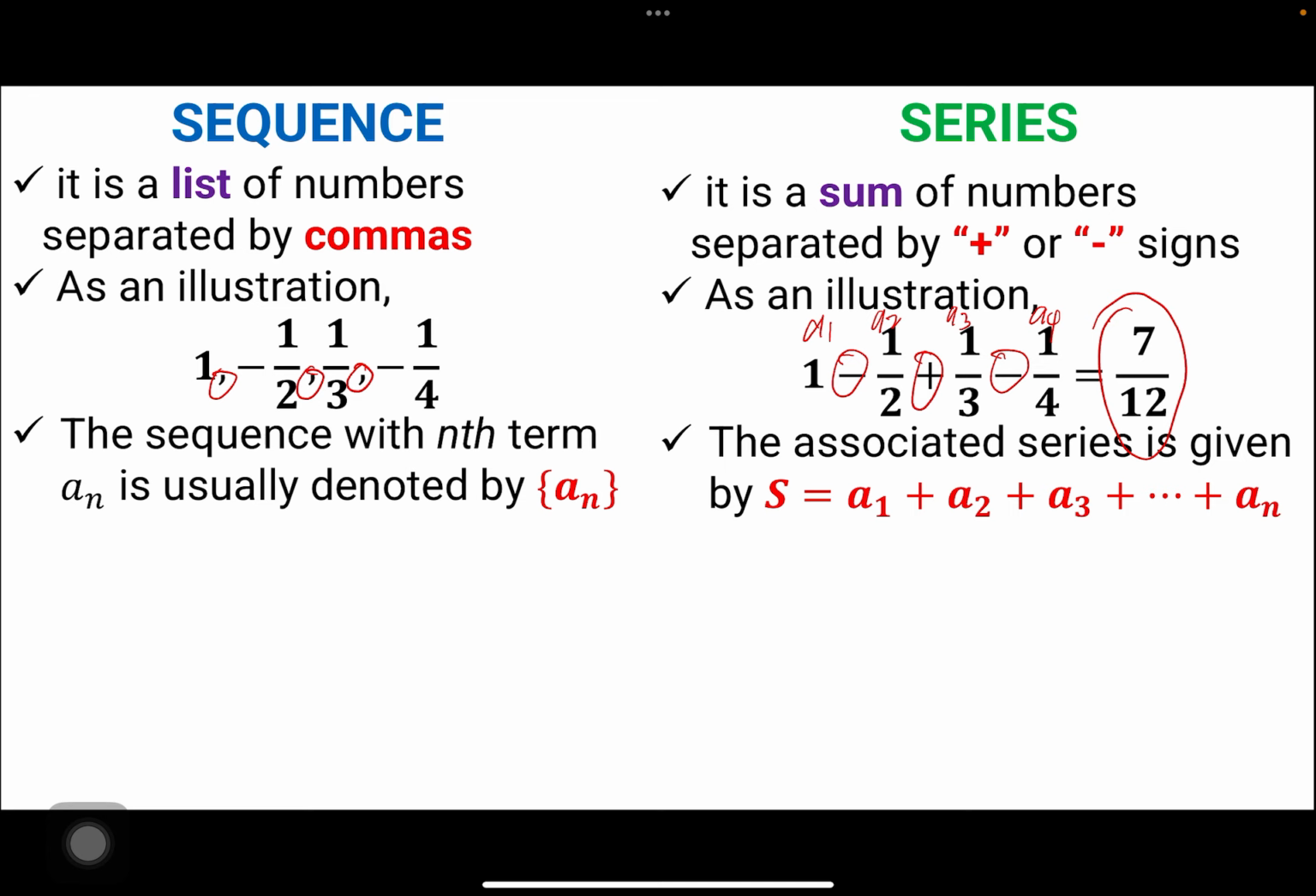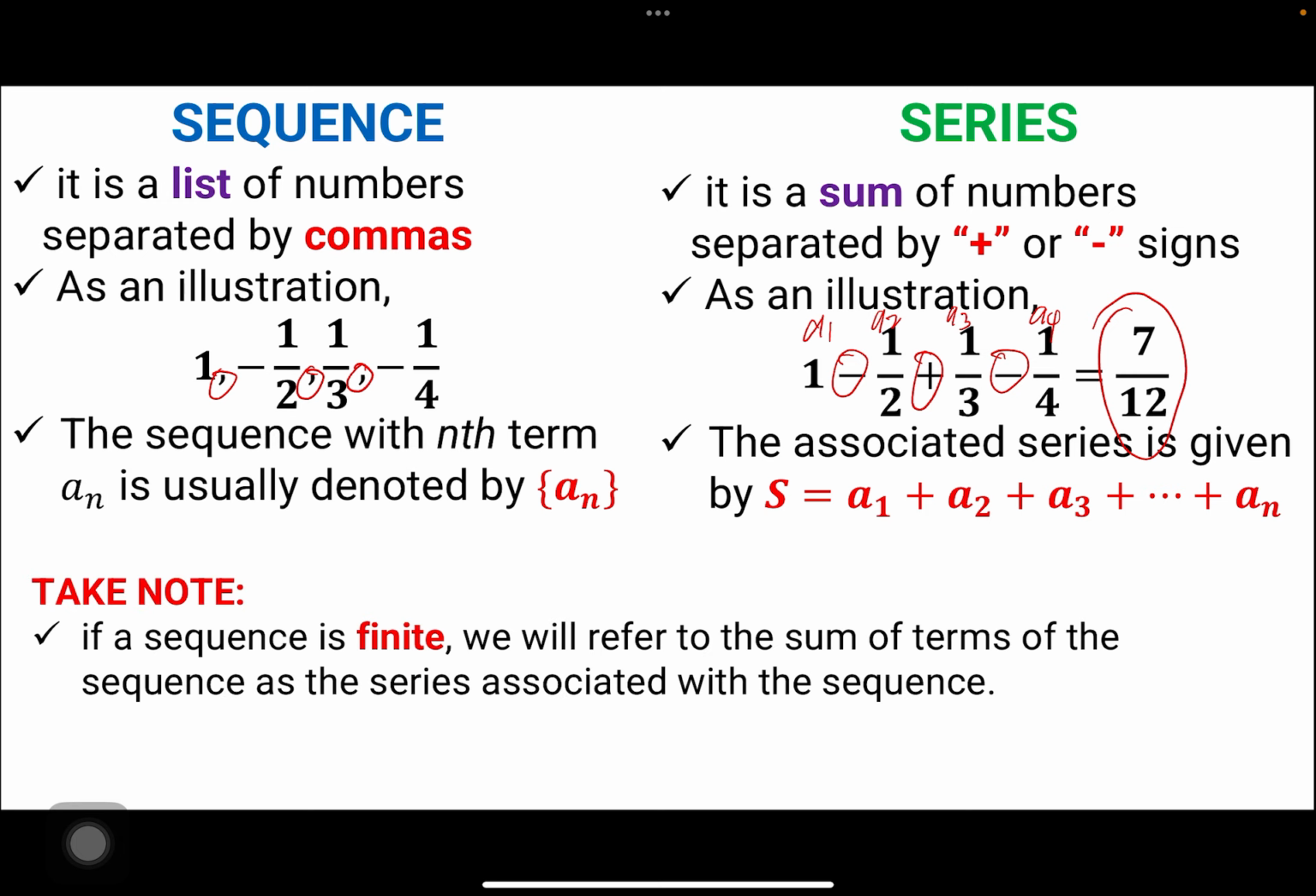So, meron tayong types ng sequence and series according dun sa elements na binibigay natin. So, first, we can have a finite sequence. Ito yung nire-refer niya kapag yung sum of the terms of the sequence as the series associated with the sequence. Ibig sabihin, finite yung nakukuha natin kapag may katapusan or may distinction na bilang kung hanggang saan ba yung sequence na meron tayo at hanggang saan yung ito-total natin. Kaya nagkakaroon tayo ng finite series.